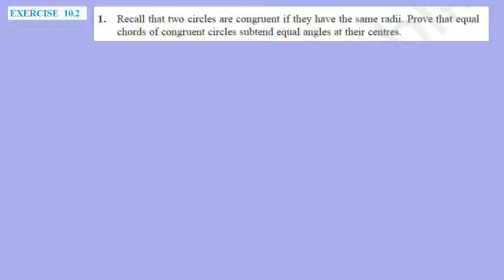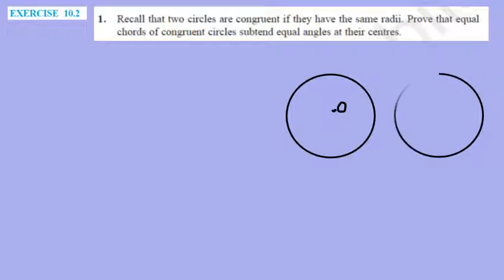So this is the theorem. Equal chords of congruent circles subtend equal angles at their center. So let us see how to prove it. We need two circles, one circle with center O and another circle with center O dash. Now two equal chords AB and CD and the angle subtended by them at the center.